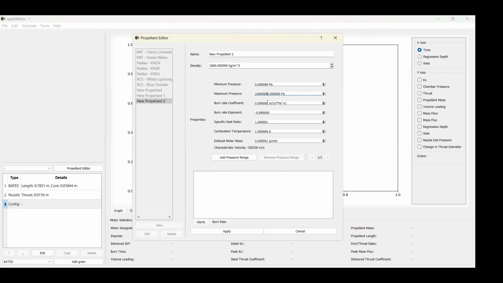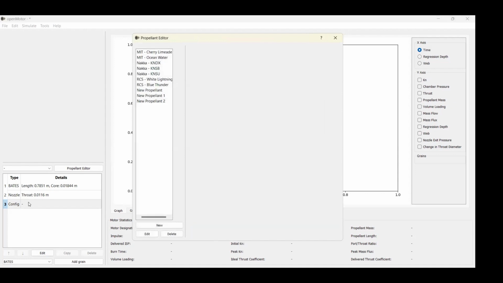The burn rate coefficient is going to be 0.00063 meters per second per Pascal to the n. For the burn rate exponent, it's going to be 0.3. Specific heat ratio is going to be 1.2. And then combustion temperature is going to be 3,400 Kelvin. The exhaust molar mass is going to be 31 grams per mole. Apply.